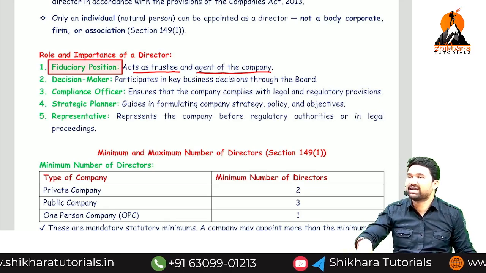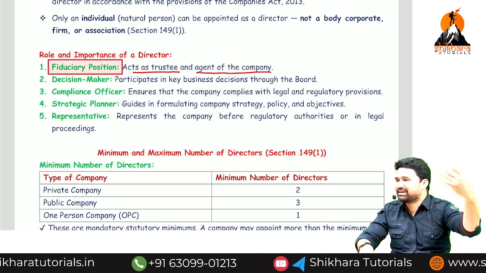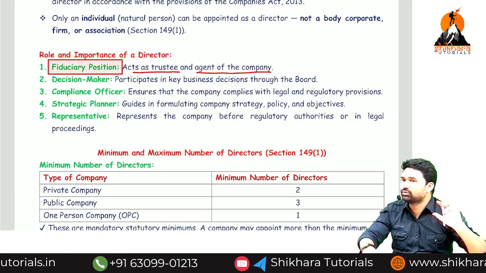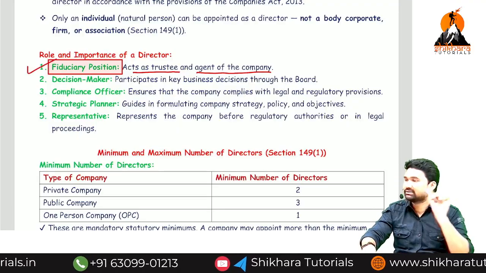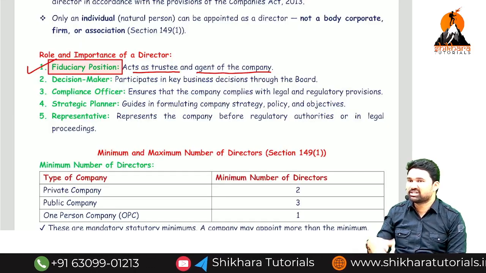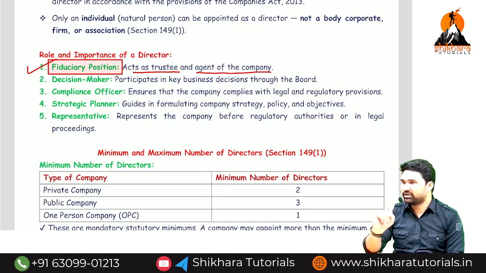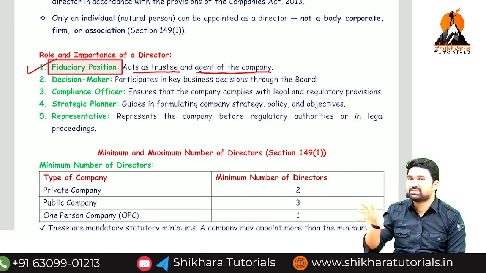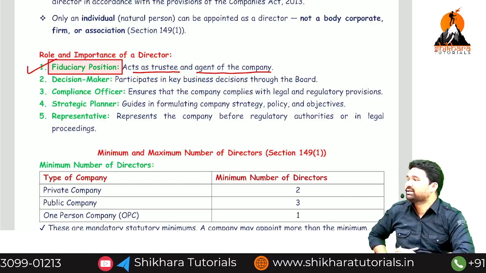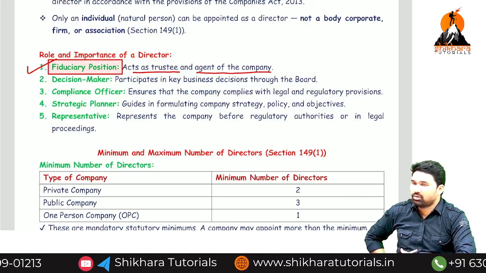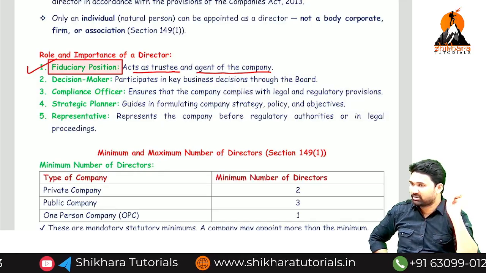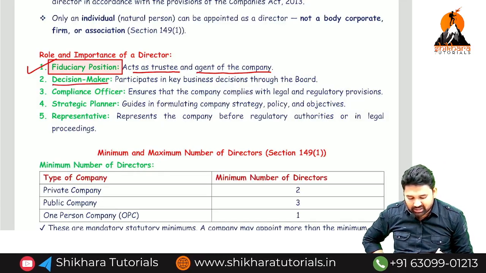So, the role of the director. We appointed a director to our company. What is he going to do? He is going to act in a fiduciary position. So the relationship between owners and directors is fiduciary, first of all. That means the director has to take decisions keeping this point in mind. He is not allowed or expected to take any kind of personal advantage. Point number one. Point number two, decision maker.